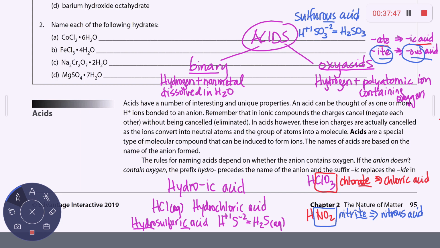You do not have to put the aq on the oxyacids. If you do, it's fine. It's not wrong. Okay? If I'm doing something like phosphoric acid, since this ends in ic, I have to have phosphate. So this would be hydrogen with phosphate, which is PO4 negative 3. The formula would be H3PO4.